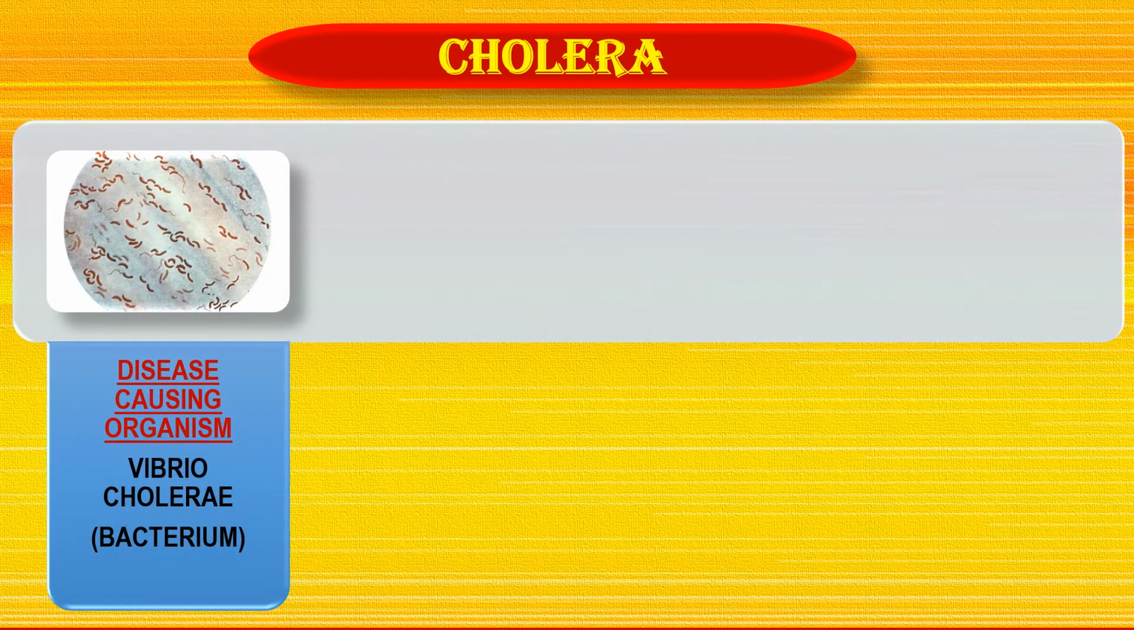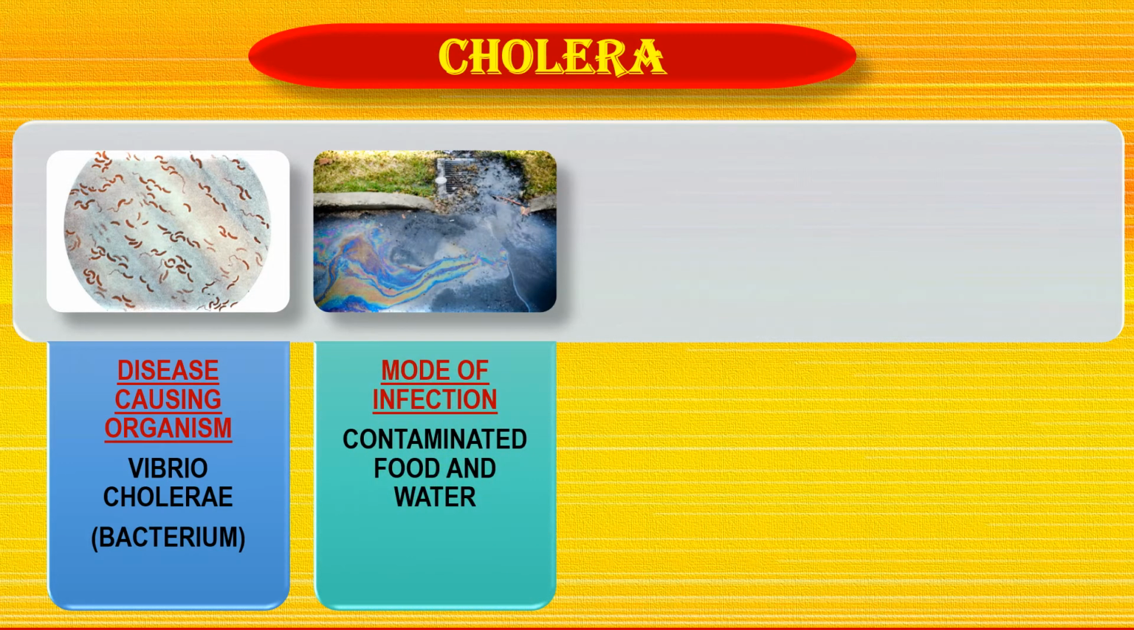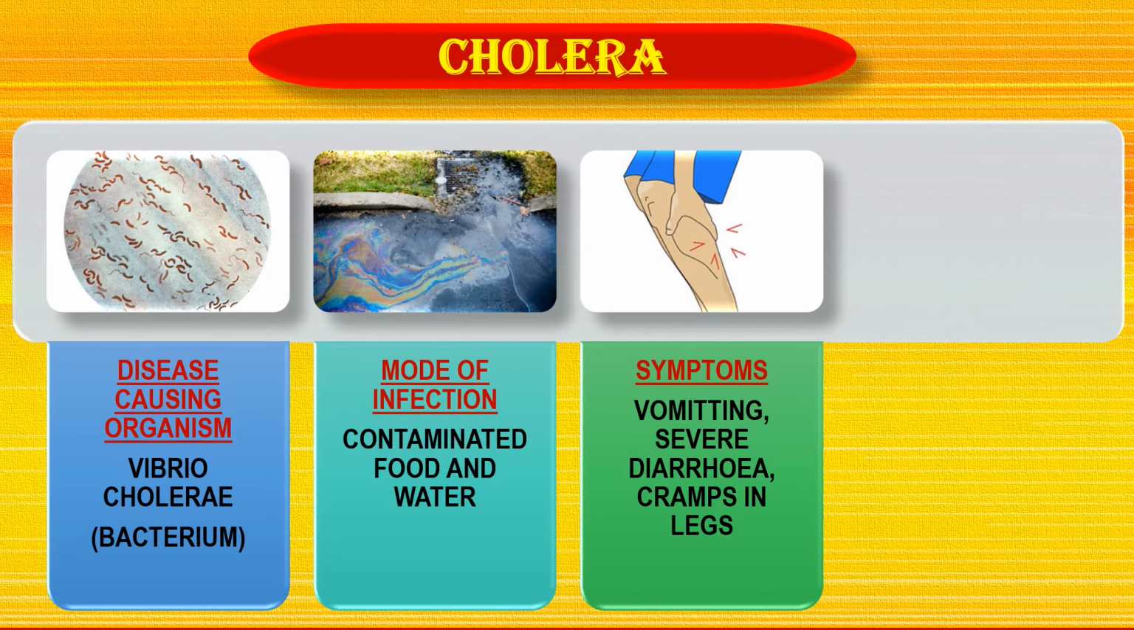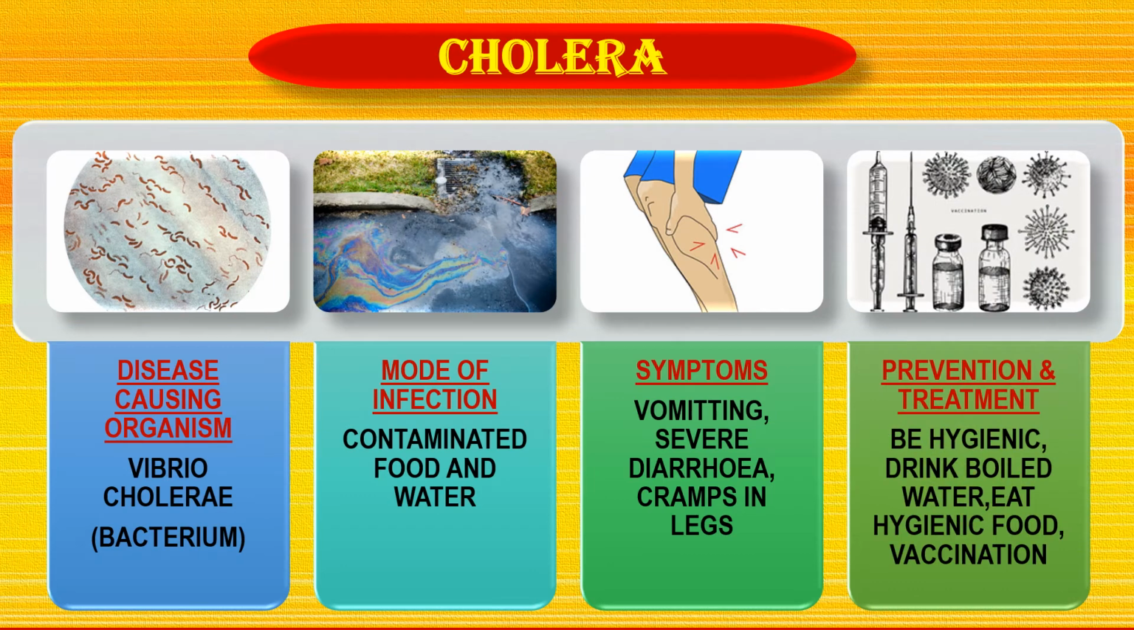Another infectious disease, cholera. The disease-causing organism, Vibrio cholerae, which is again a bacteria. The mode of infection, contaminated or polluted or not good food and water once again. The symptoms, vomiting, severe diarrhea, that is pain in the stomach and loose motions, cramps in the legs. Now, how do you prevent cholera? By being hygienic, meaning to see that you are keeping yourself clean, by drinking boiled water, eating hygienic food, and by vaccination.